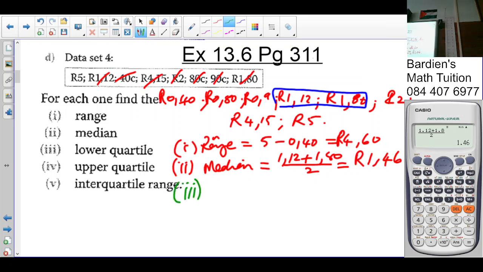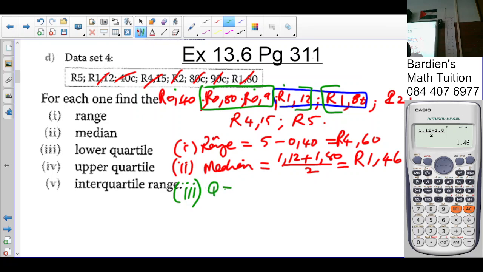Then please take note here. There are two numbers in the middle. So one forms part of the bottom half, while the other forms part of the top half, 50% each. So how many values are there now? 1, 2, 3, 4 values. So how many are going to be in the middle now? Two again. Can you see that? Those two are now in the middle.